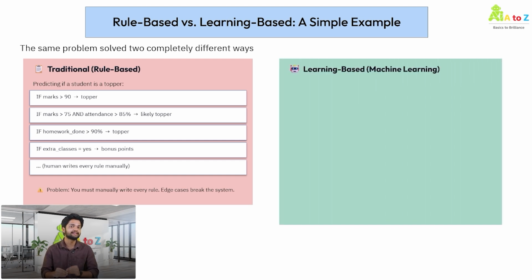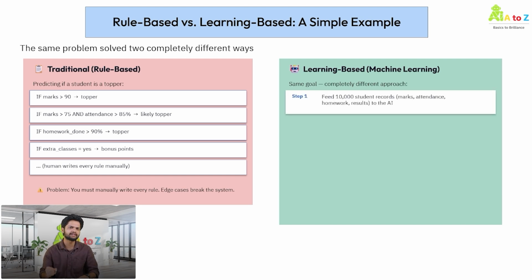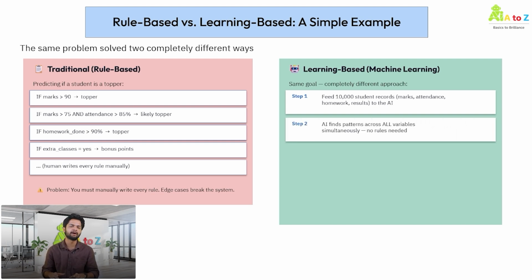Now, let's solve the same problem using machine learning. Instead of writing rules, you start with data. You feed the system thousands of student records. Each record includes things like marks, attendance, homework, and performance trends. Now, the system looks at all of this together, not one rule at a time, but all variables simultaneously. And it starts finding patterns.